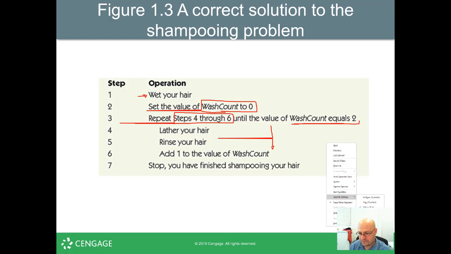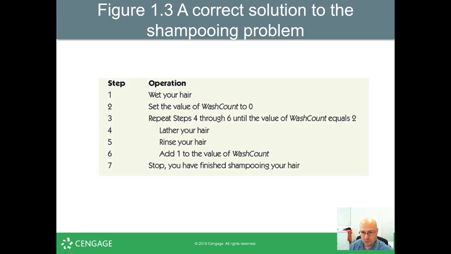Let me clean this slide. So wash count now will be 1. It's still not 2, so I'm going to repeat lather hair, rinse hair, add 1 to the wash count, and it will become 2. And then wash count equals 2, so this condition is not true anymore. When it's not true, I don't repeat. The loop runs until the value is 2. Now it's 2, so I don't need to repeat, and I go to the next operation, which is stop. You have finished shampooing your hair. The end. Right? Is that understood?